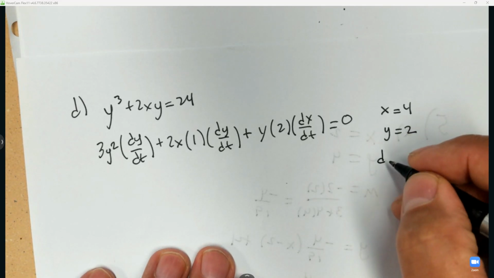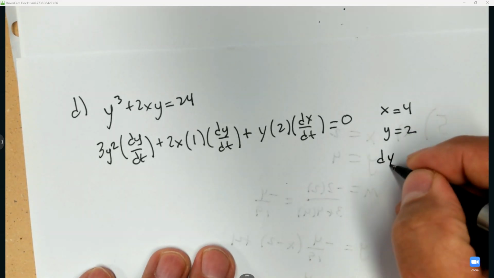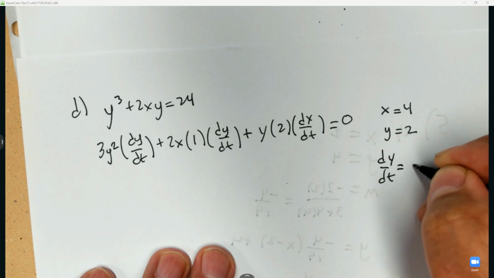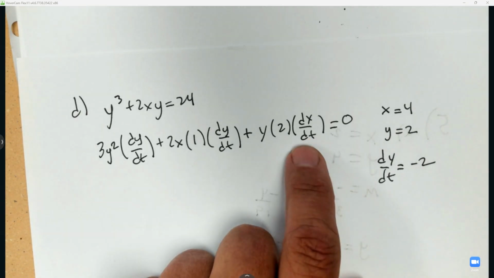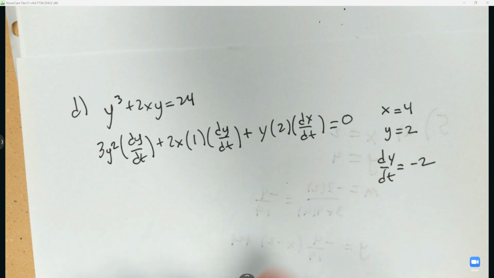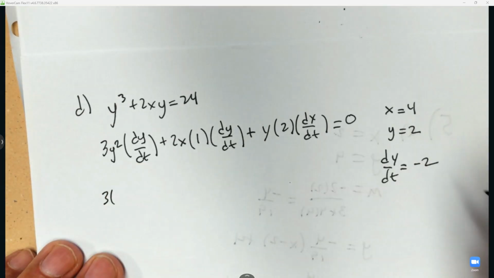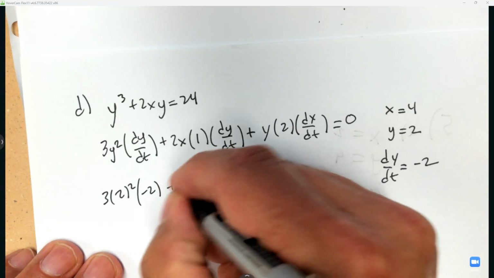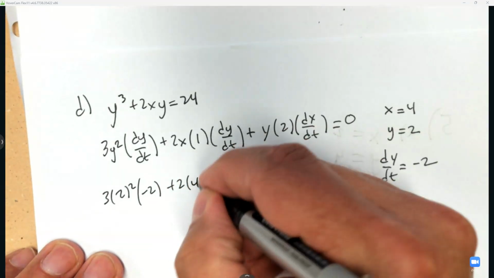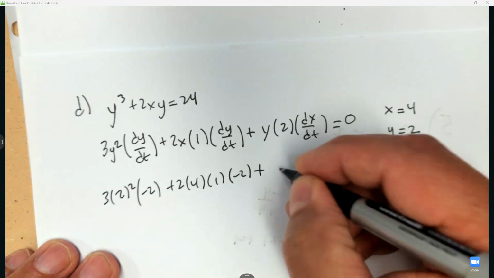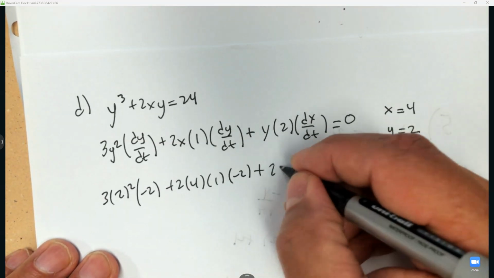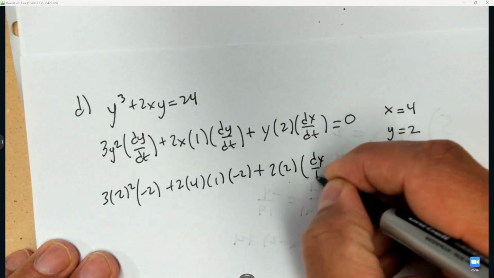In the question, it says x is equal to 4, y is equal to 2, and the rate we know is the y coordinate rate. So dy by dt, we know it's decreasing by 2, so that means it's a negative value. And what we're looking for is dx by dt. So I'm going to plug in. The y coordinate is 2, dy by dt is negative 2, x is 4, dy by dt again is negative 2, y is 2, and we're looking for dx by dt.